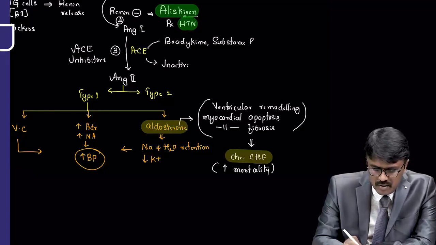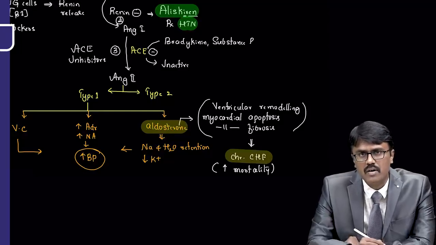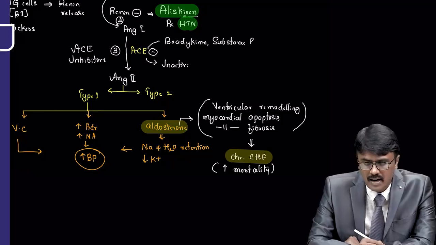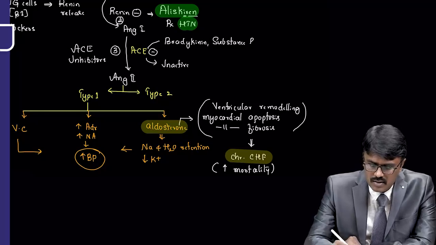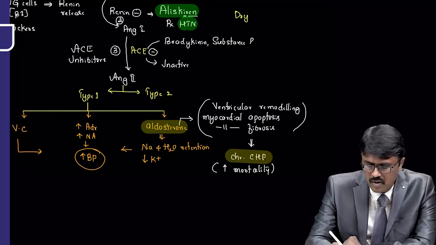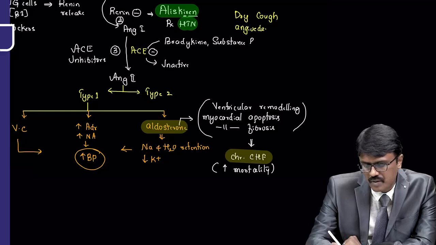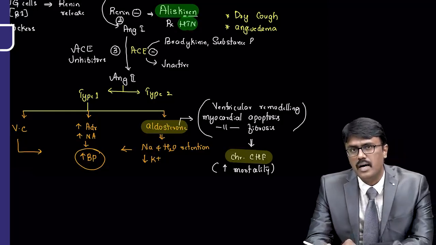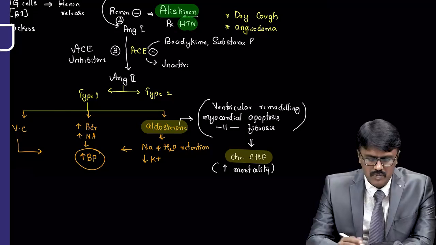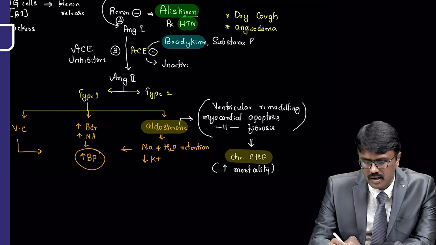Now when you use an ACE inhibitor, what happens? The bradykinin and substance P are not broken down, and that may lead to two important problems with ACE inhibitors. One is dry cough, and the patient may develop angioedema. This is because the drugs will not allow the breakdown of bradykinin and substance P.